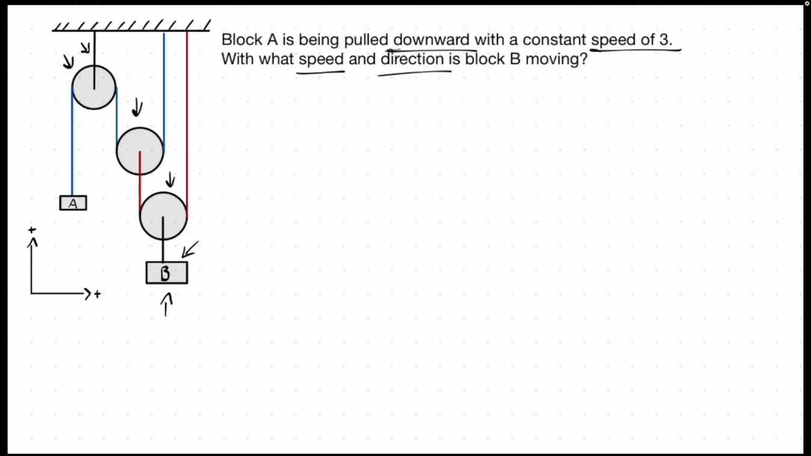So let me erase most of these arrows since they're kind of useless now. The first step when you're solving these pulley problems is you want to label everything that moves. So everything that's moving, block A is labeled, block B is labeled. But what else is moving? Giving those things labels is going to help us out later when we start writing our equations.